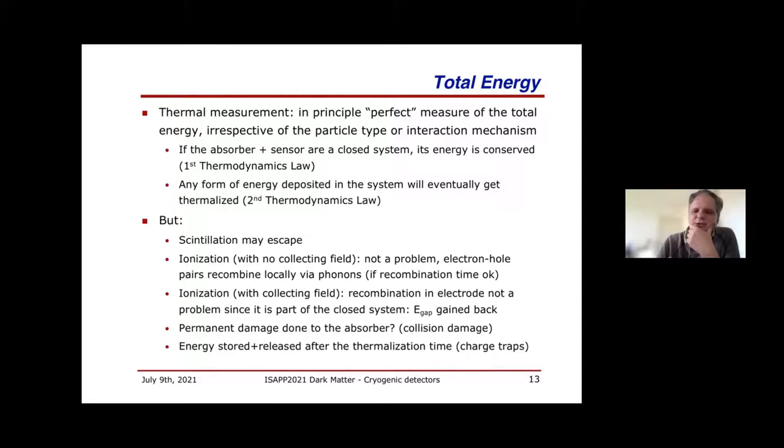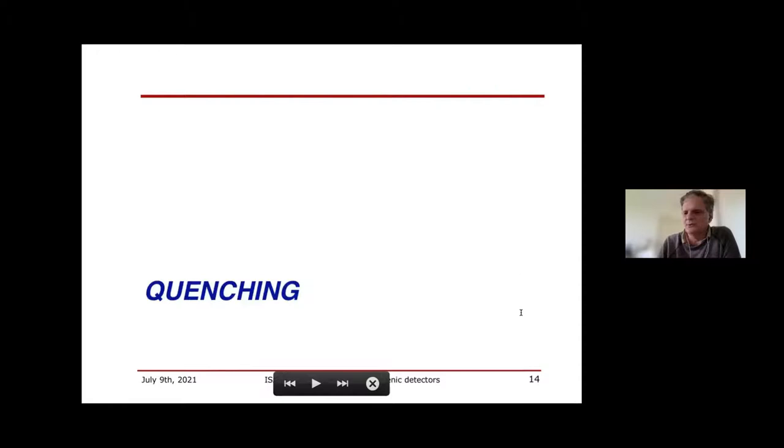And also charge trapping. Sometimes some electron-hole pairs can fail to be collected properly. They end up on traps, and they stay there for a long time. And if they stay for a time longer than a few milliseconds, then they escape your thermal measurement, and then you escape the perfect world. So you have to control that in order to get the detector as close as possible to the ideal world.